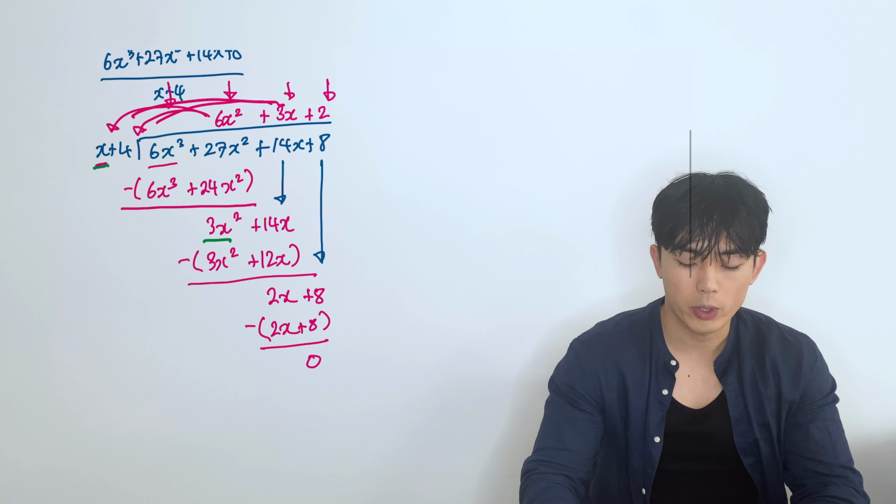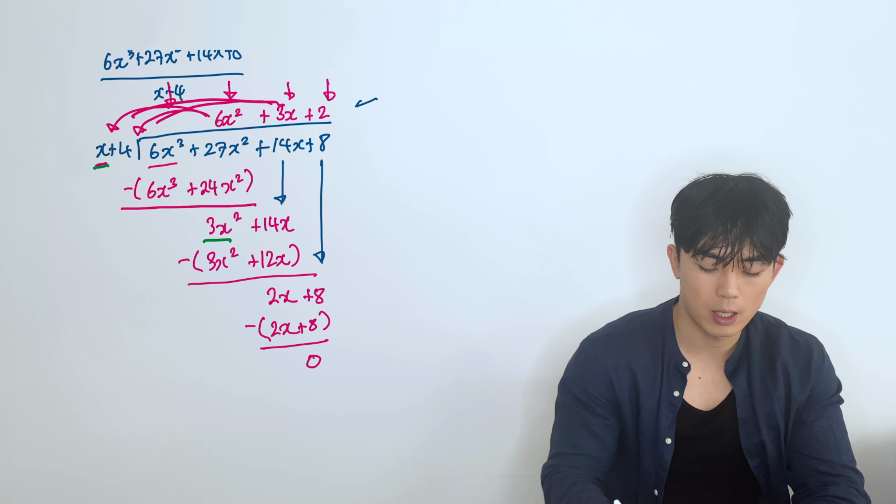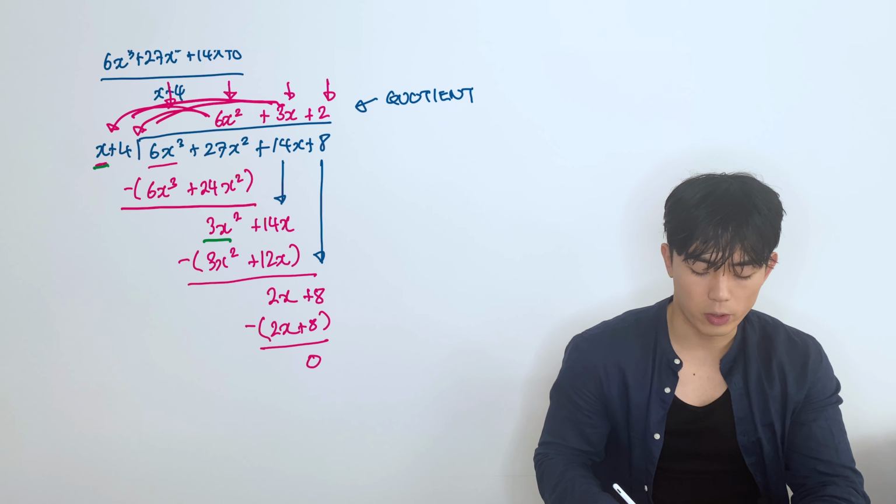From here, what we can actually work out is a couple of terms. This top term here, we call it the quotient. And the bottom value here, the final value, we call it the remainder.